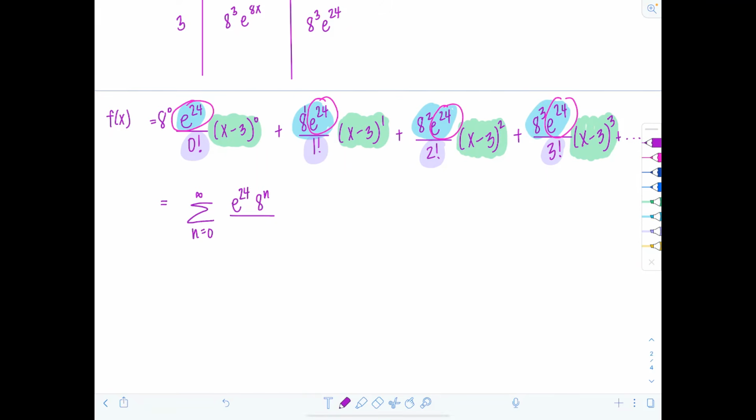Boom. Over. Let's look at the purple portion. 0 factorial, 1 factorial, 2 factorial. What's that going to be? Why, yes, it's n factorial. And then lastly, the green portion, we've got x minus 3 to the 0, then 1, then 2, then 3. So it looks like that's x minus 3 to the n. Fabulous. Good, good, good.